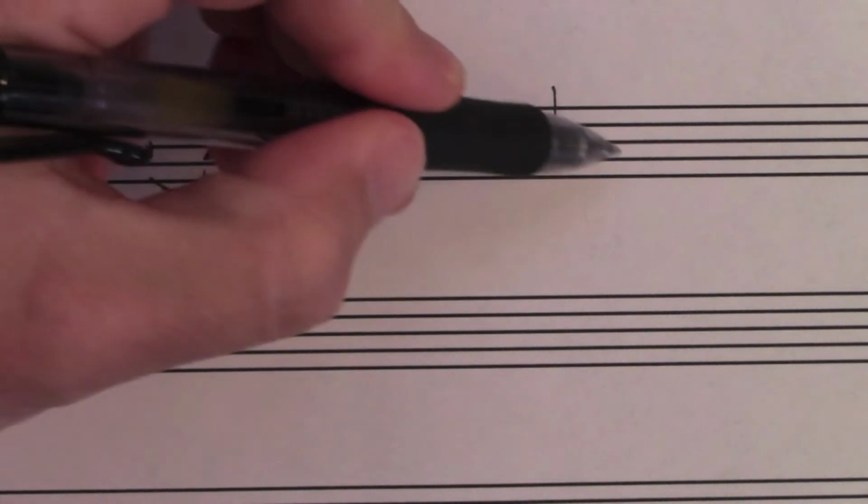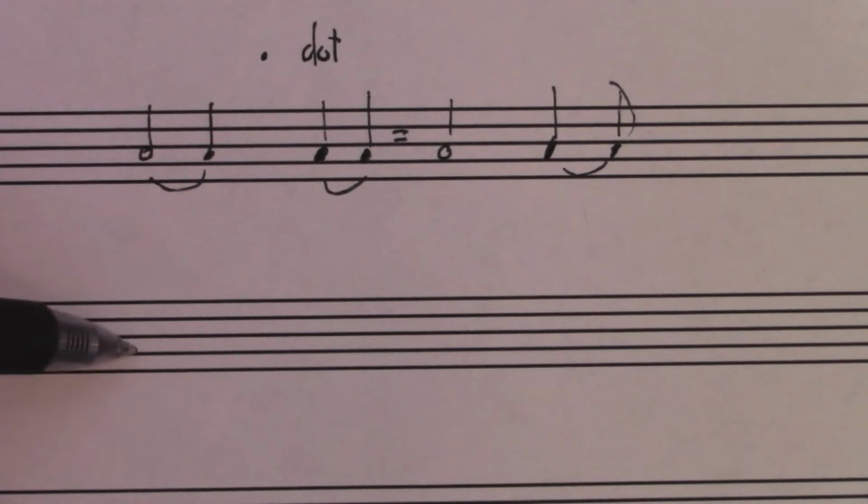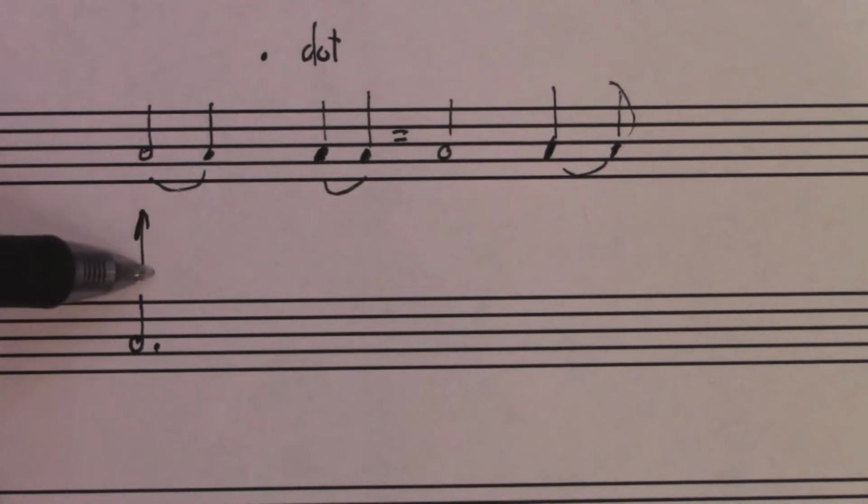Well, there's a little shorthand we have, and it is called the dot. Now, a dot goes after a note. For example, this half note. If we put a dot, what that means is you add to this half note another half of a half note. Whatever note this dot follows, it is a half. This is what is happening.